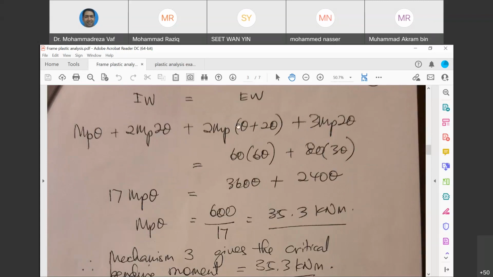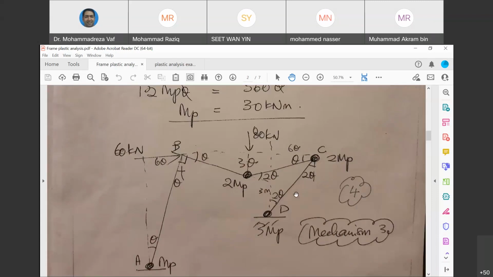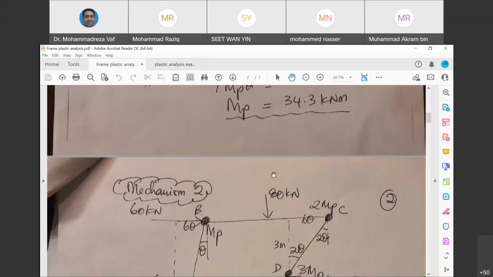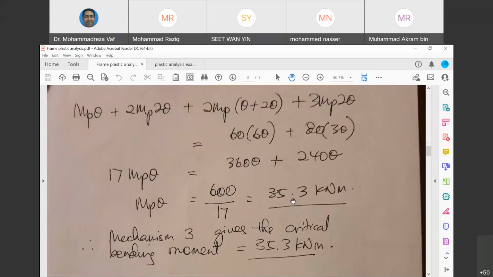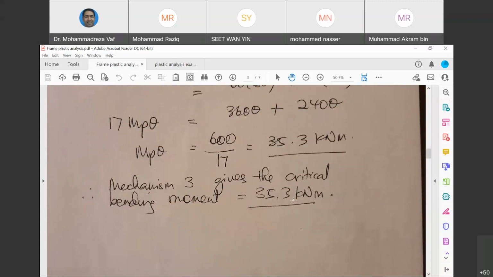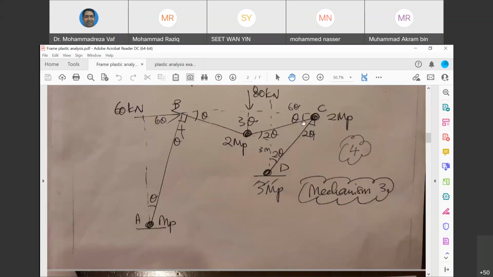And finally, if you equate internal to external, you get 35.3. So we have 35.3 from this, 30 from the second, and 34 from here. You can see that the combined mechanism is the governing mechanism, meaning if the collapse wants to occur, it's going to be the combined mechanism. And the deflected shape of our frame at the collapse condition is going to look like this frame.